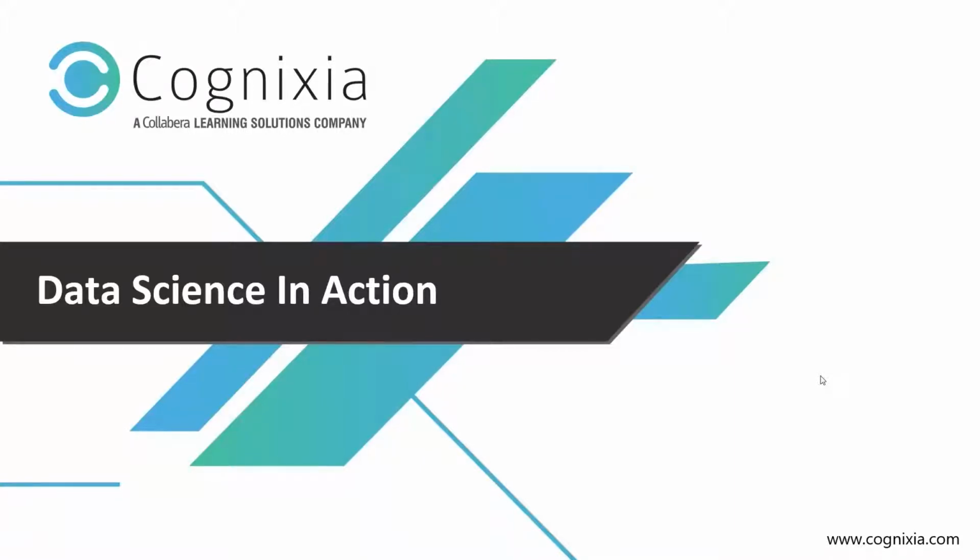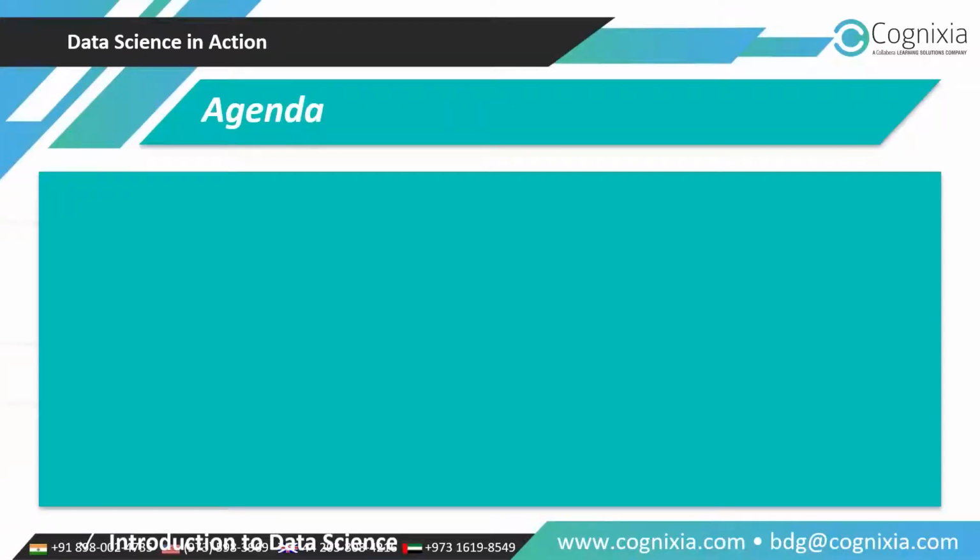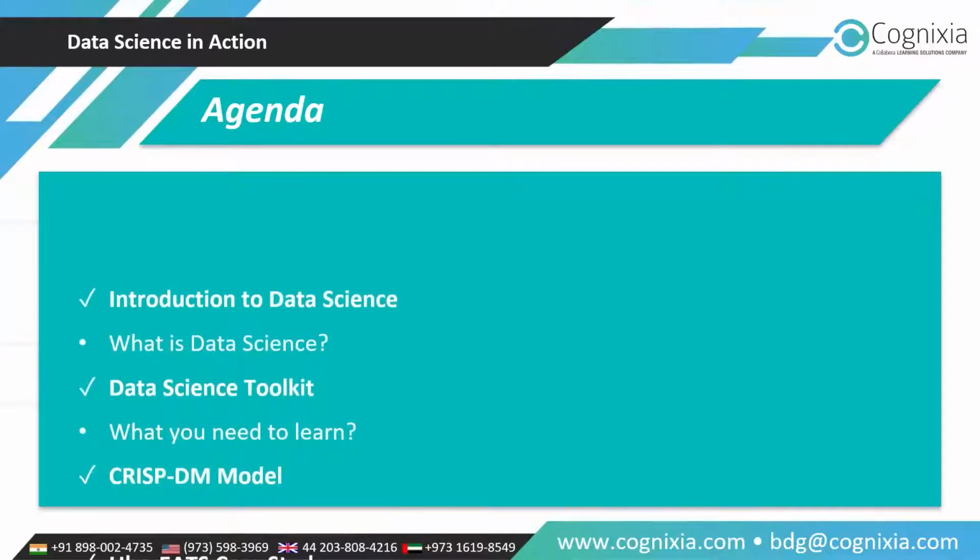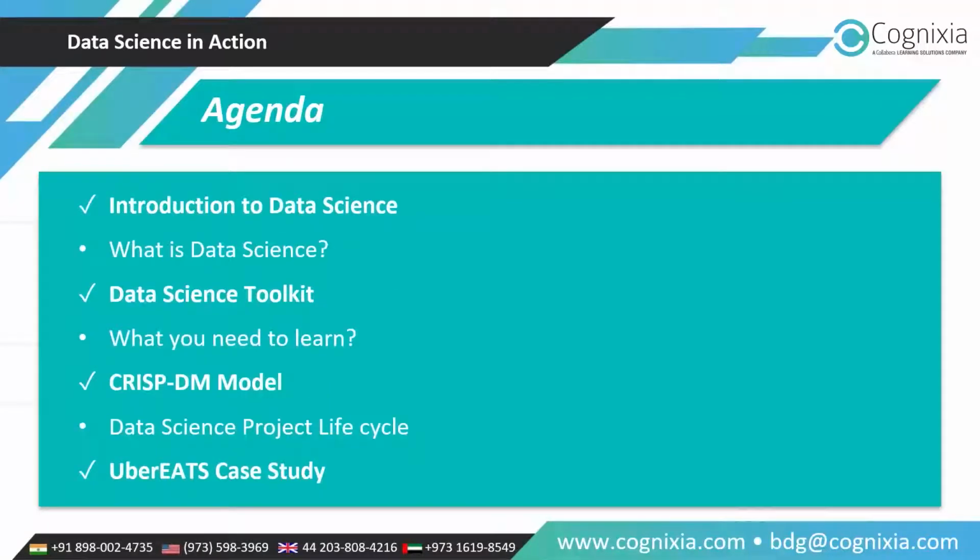So let me very quickly go through the agenda for today's webinar. These are some high level topics that we are going to discuss. We are going to start with the introduction to data science. We will talk about this very important question, what is data science, and we will make sure we actually understand what is data science. Then we will talk about the data science toolkit, the most confusing question ever.